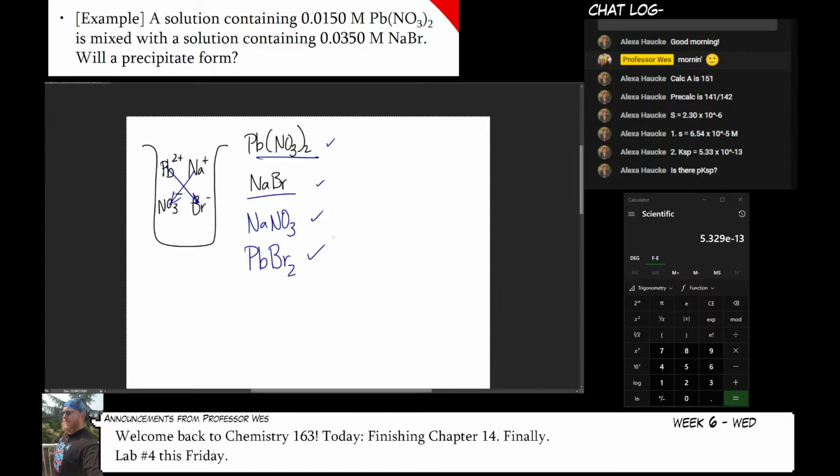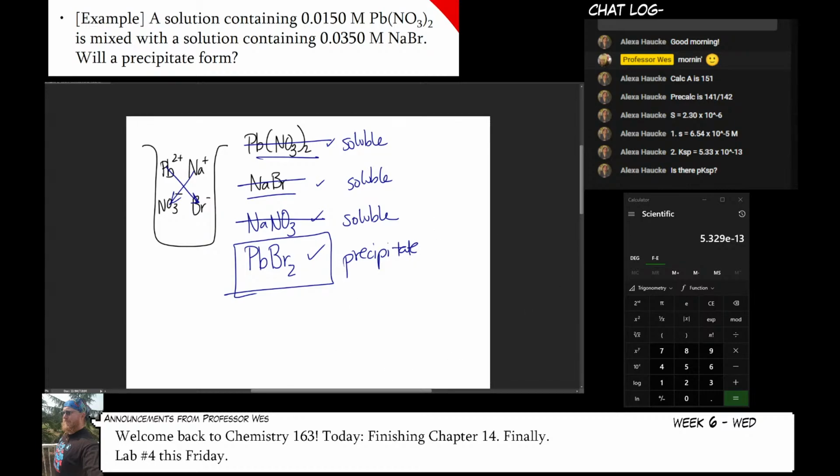Now, if we look up the solubility table, you would find out that lead nitrate is soluble because all nitrates are soluble. So is sodium nitrate. And the solubility table is from 162, I believe, or maybe even 161. And then we would learn that all sodium-containing compounds are soluble. So PbBr2 is probably going to be the precipitate that forms if a precipitate were indeed to form.